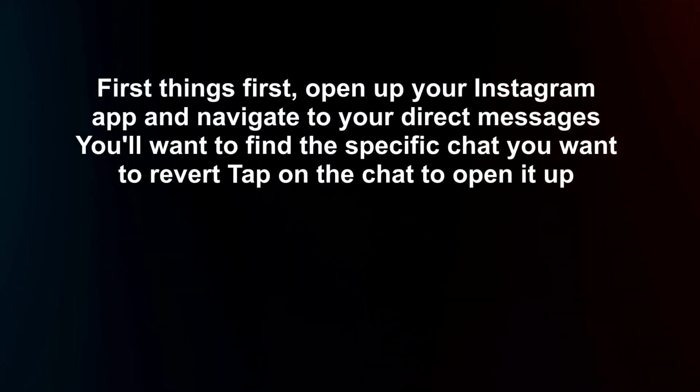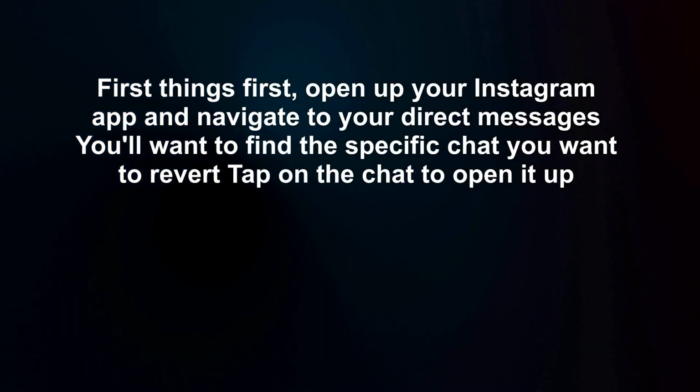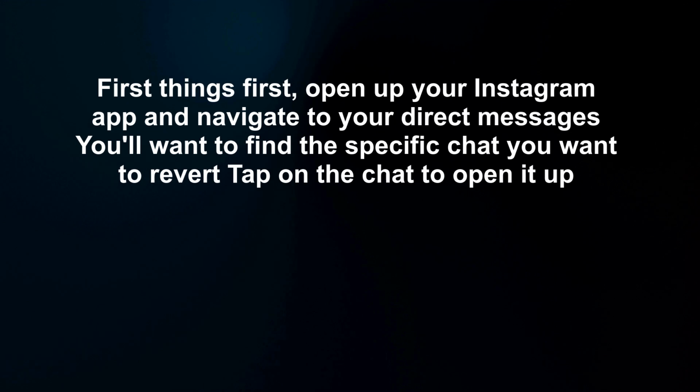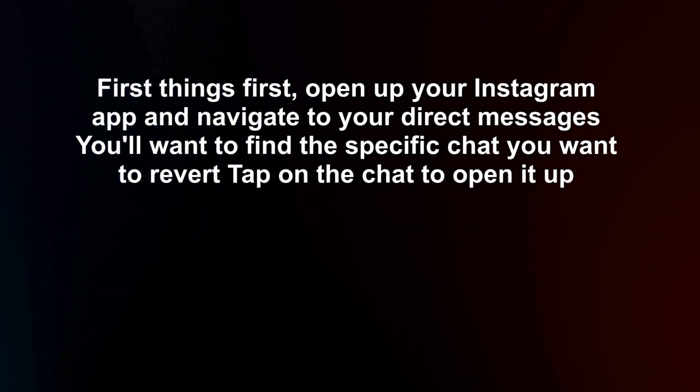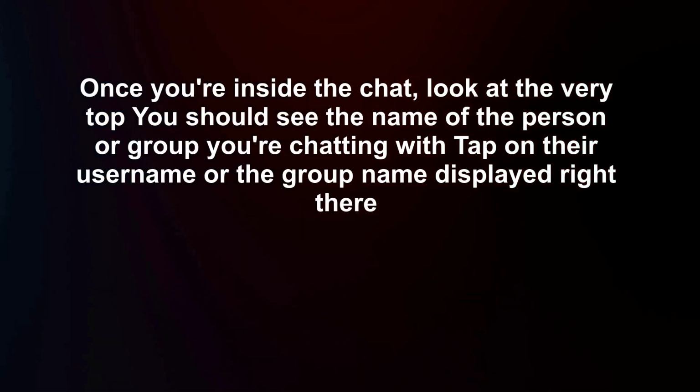First things first, open up your Instagram app and navigate to your direct messages. You'll want to find the specific chat you want to revert. Tap on the chat to open it up. Once you're inside the chat, look at the very top.